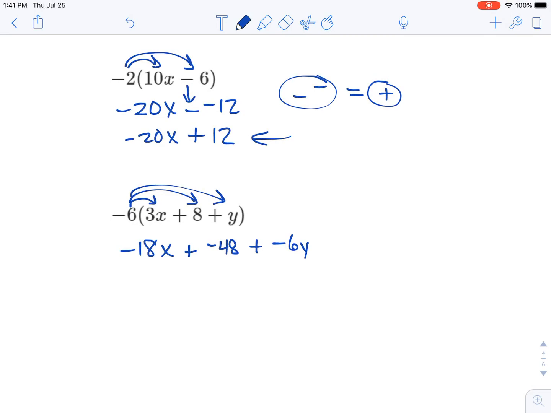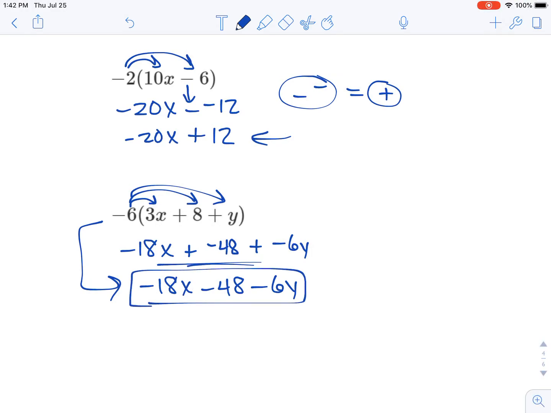And again, we could do a plus a minus 6y, but we know that this is just negative 18x minus 48 minus 6y. So you can jump right to this if that makes more sense to you, or you can show this step first. Doesn't really matter, but I think this is a little bit simpler than having any double signs.